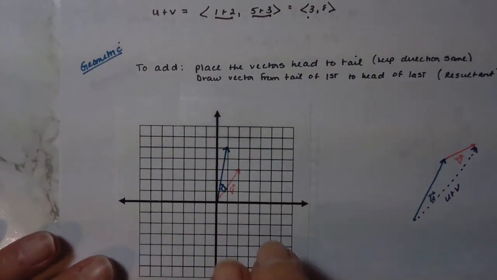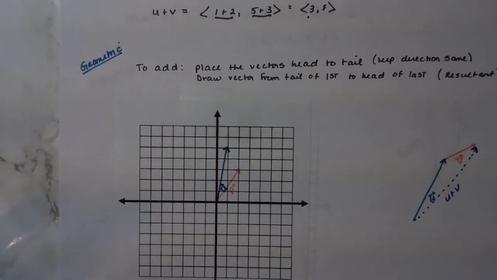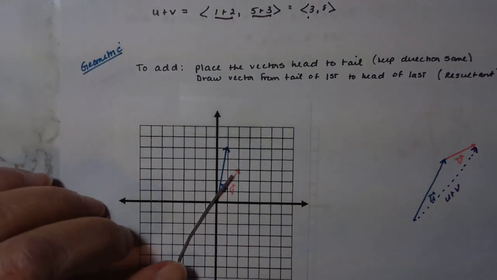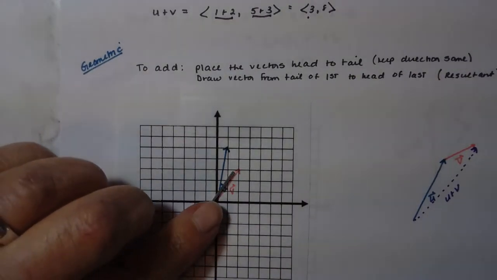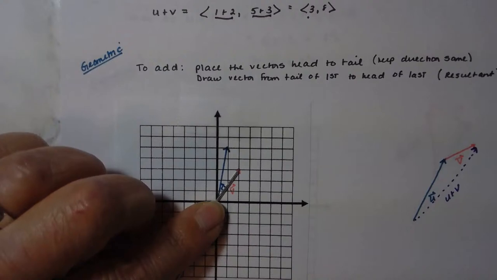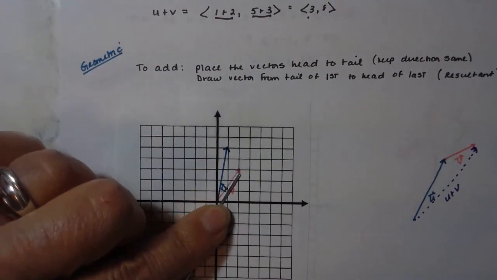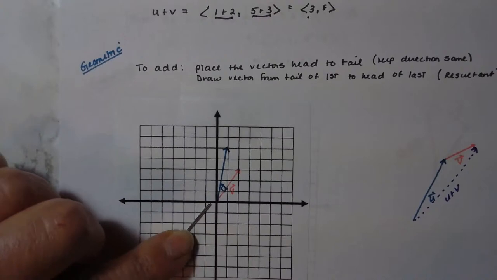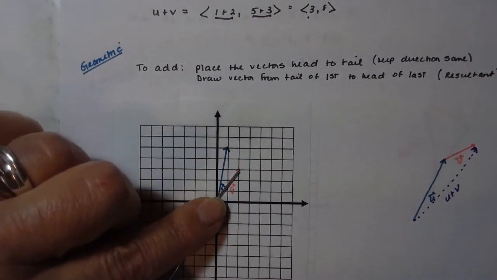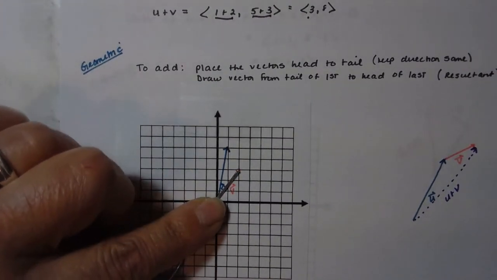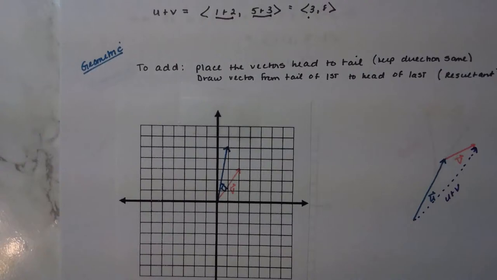So I could take this. Here, I'm bending a paper clip. So just pretend with me that this little piece of the paper clip is my vector. As long as I keep the same direction, I can slide it anywhere I want along the plane. I just have to keep the same direction. Okay, so what we do is we form a triangle.